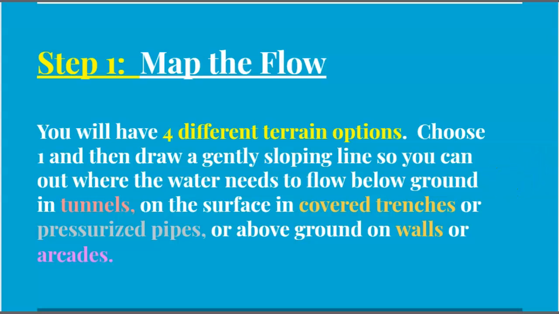My suggestion for this would be to open the document that has the 4 different terrain options, choose your terrain option, and then take a snip of it. And then once you've taken that snip, you can actually use the pen and your finger on your touch screen, and you can actually just draw that slope line so that you can have a clear idea of where your water needs to go in order to get from the water source to the town.